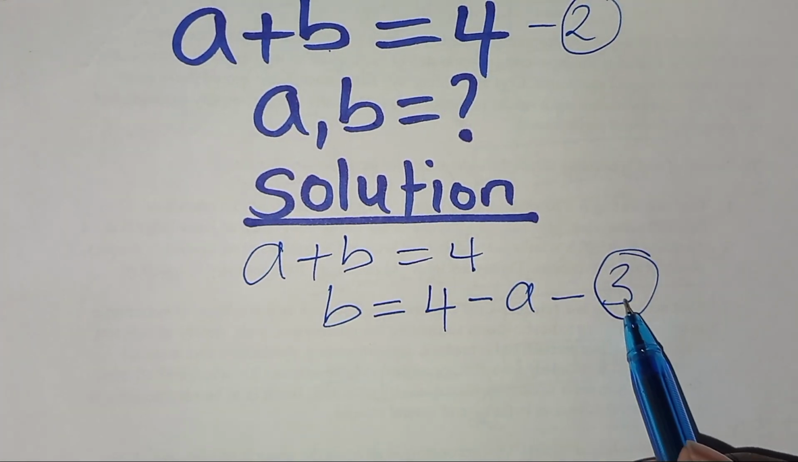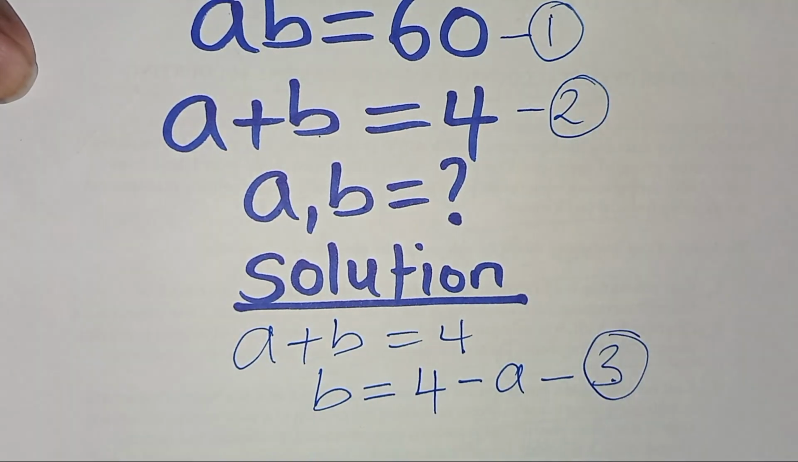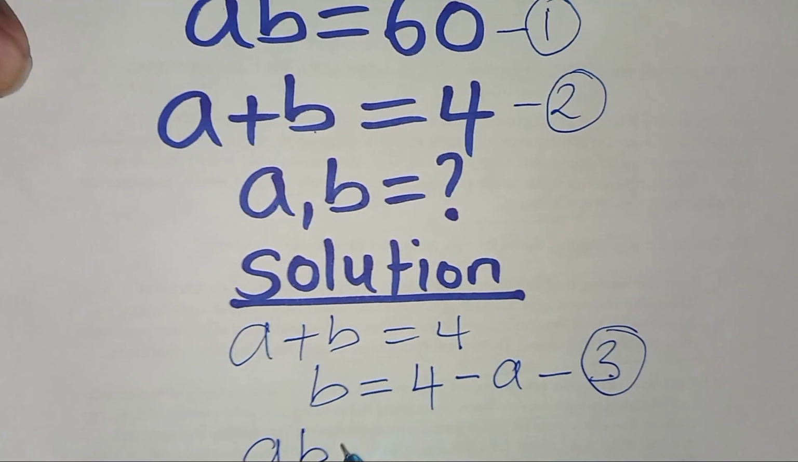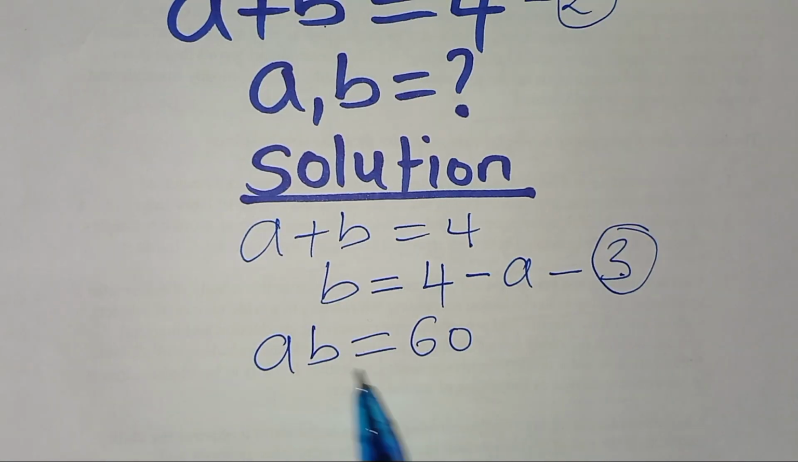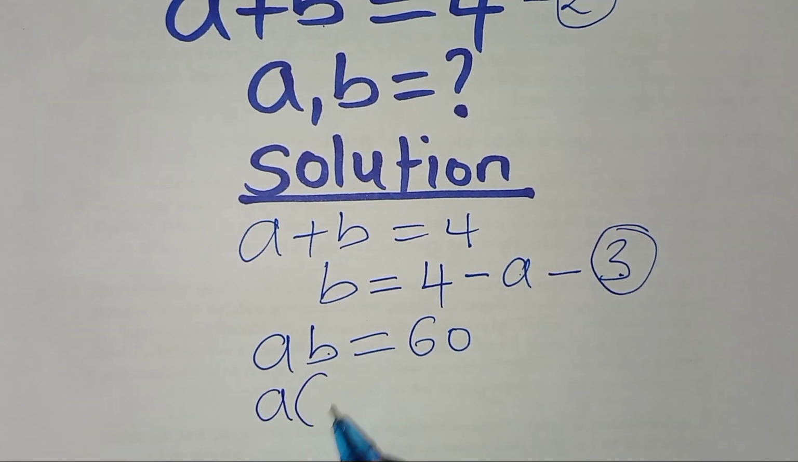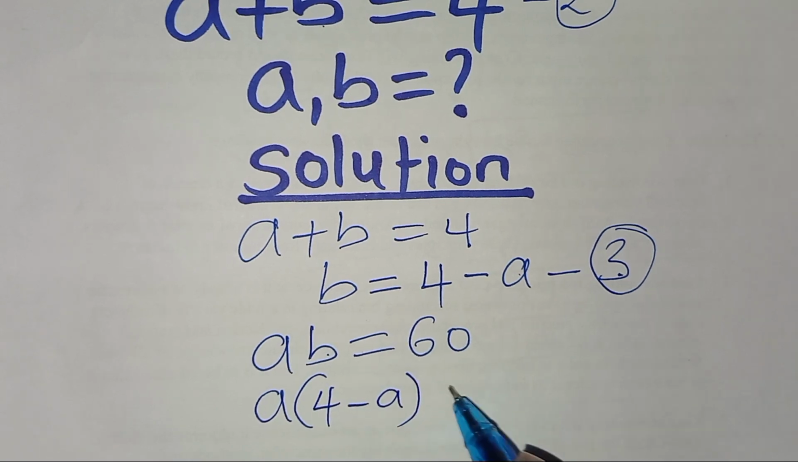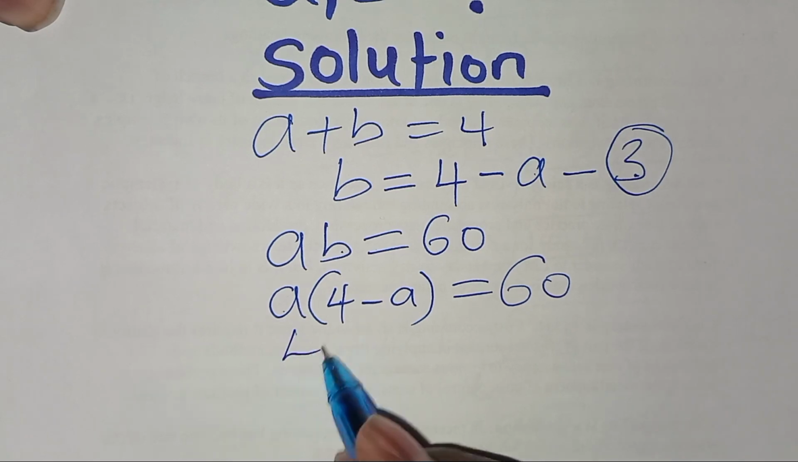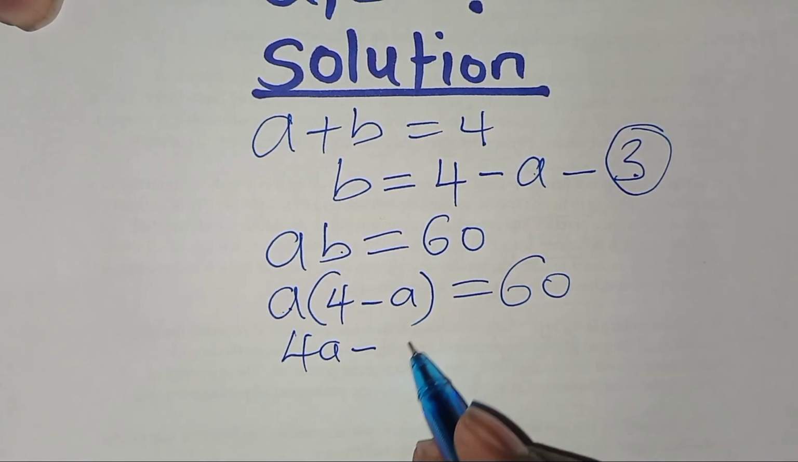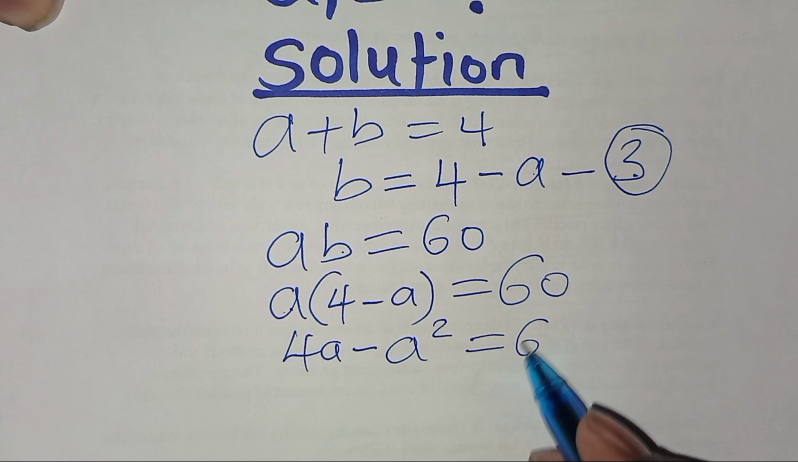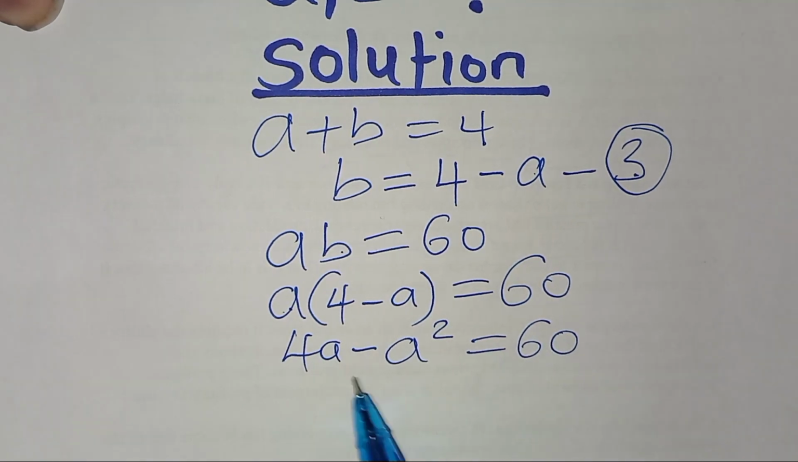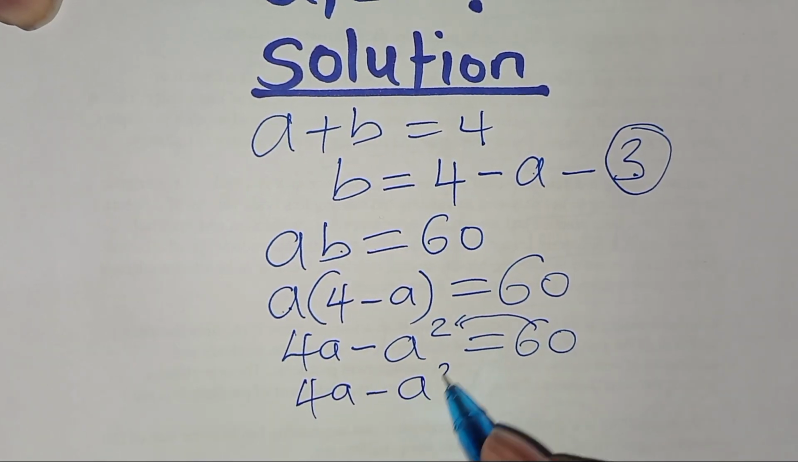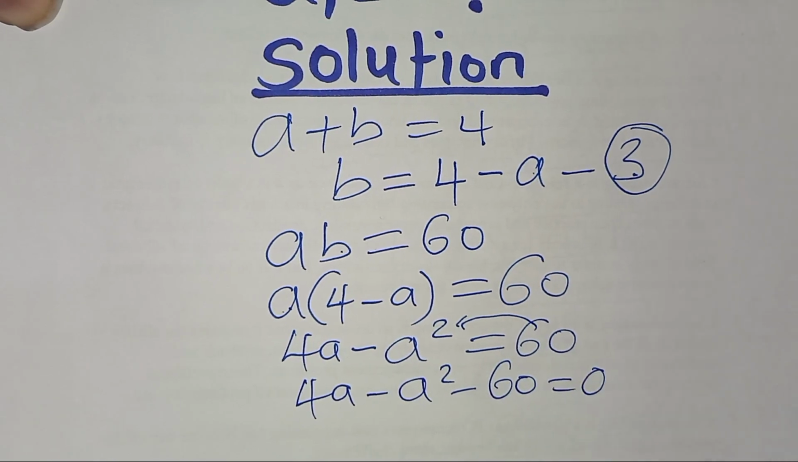Now, let's substitute equation 3 into equation 1. B is equal to 4 minus A, so we'll have A multiplied by (4 subtract A), which is equal to 60. So we'll have 4 times A, which is 4A, subtract A times A, which is A squared. This is equal to 60. So let's take 60 to the left-hand side. We'll have 4A, subtract A squared, subtract 60, equal to 0.